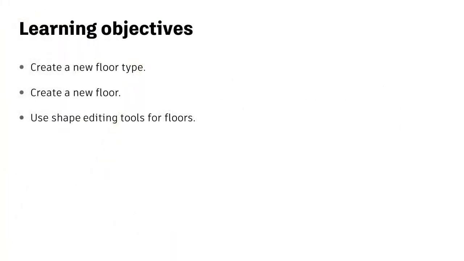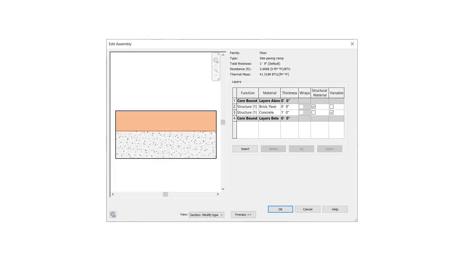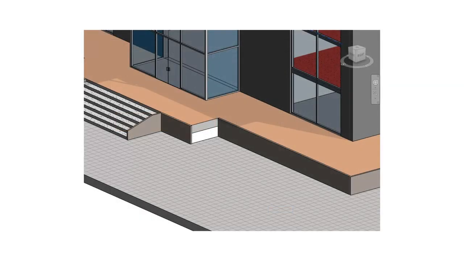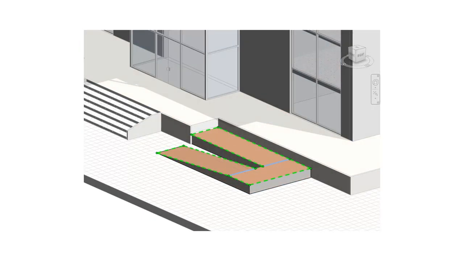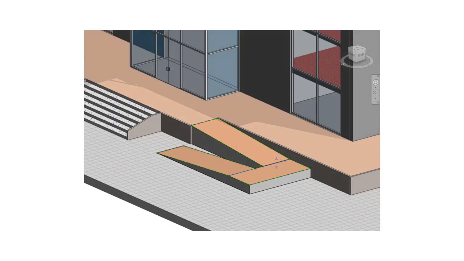In this video, you'll see the solution to the practice exercise Floor Shape Editing. In this exercise, we must create a new floor type and assign the variable thickness option to one of the layers within the floor assembly. We must then create a new floor in the model in the shape of an external ramp, and then use the shape editing tools to make the floor slope between levels and form a landing in the middle.